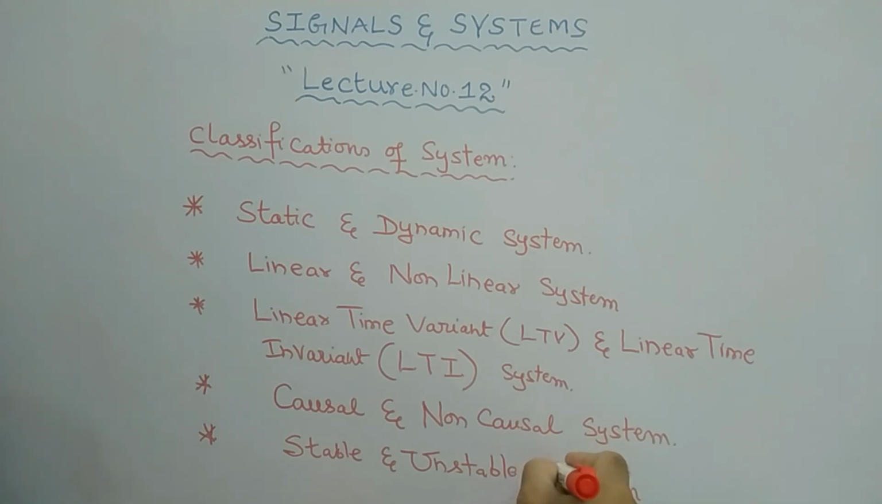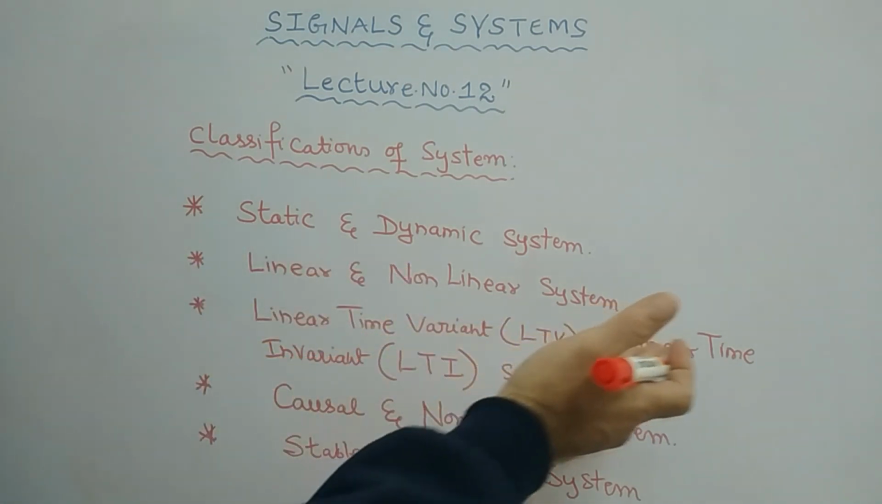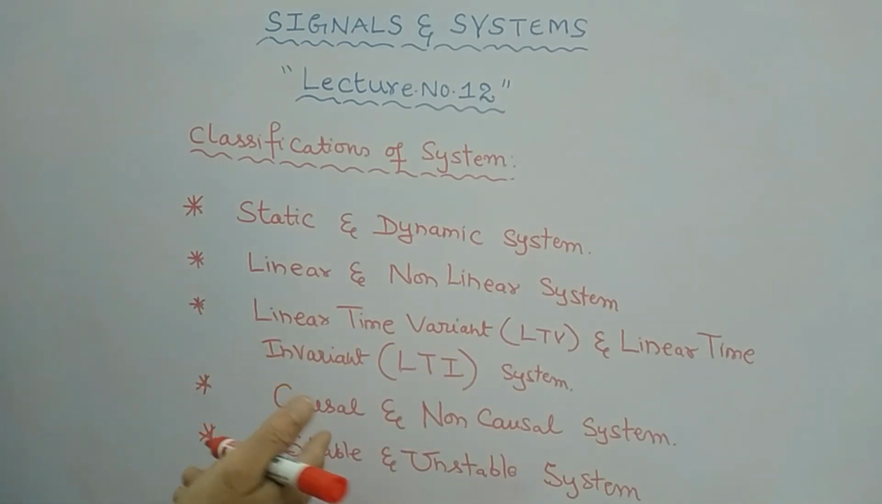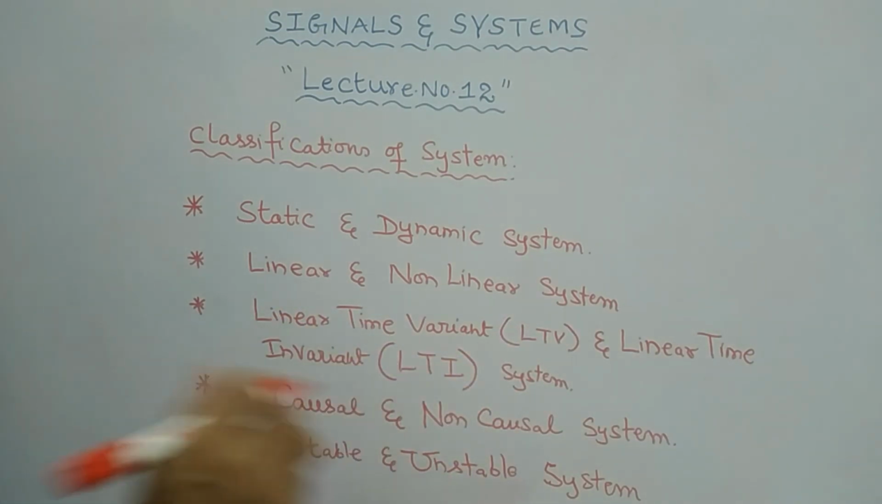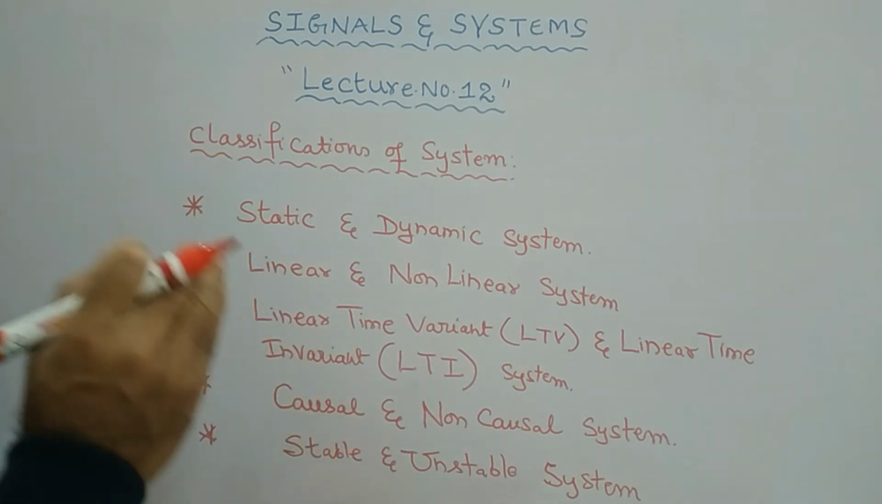Basically, these are the various classifications of the system. Clear? Static versus dynamic, linear versus non-linear, linear time variant versus linear time invariant, causal system and non-causal system, stable versus unstable system. Each of these classifications is very important, both in our GATE examination as well as in IAS examination, and even in our academics also. Therefore, every classification is very important.